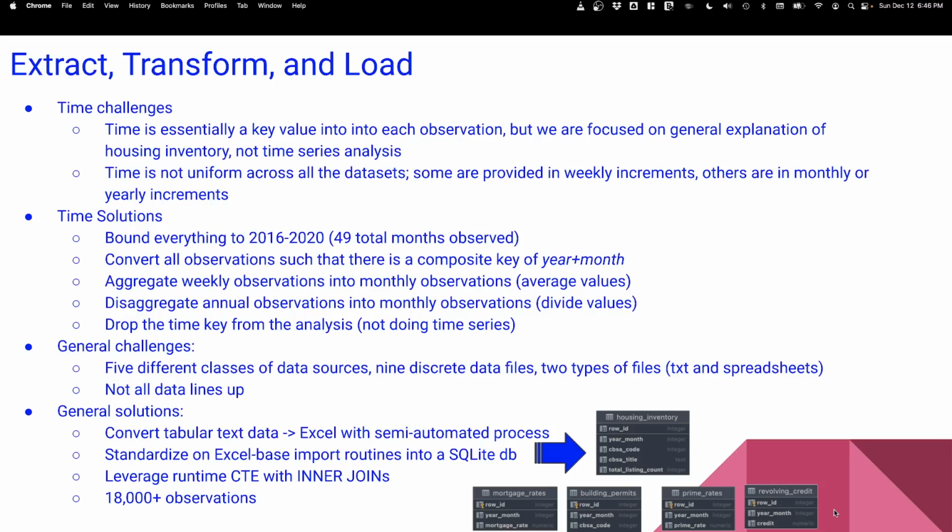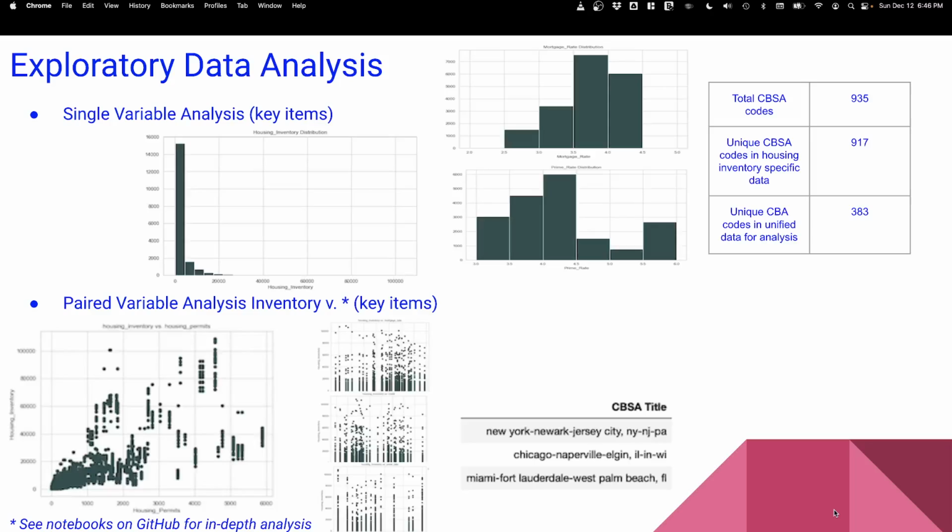And then at runtime, when we're actually doing the analysis, we use the common table expression with inner joins. Inner joins are a way to make sure that we've got cohesive data across, and essentially anything that's null on either side is left out. With these inner joins, we still had 18,000 plus observations. So let's get into the actual exploratory data analysis piece of it.